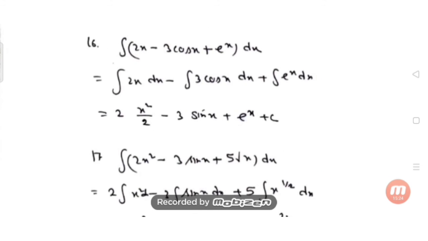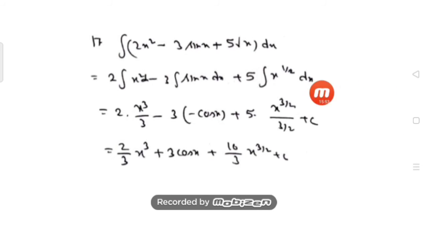Now the next question, number 16. Here all are in standard form. First we'll see whether they are in standard form or not. If yes, then I separate it by using sum or difference rule. So I have separated the integrals like this: twice x dx minus thrice cos x dx plus e to the power x dx. Constant come out, integration of x is x square by 2. 3 come out, integration of cos x is sin x, plus e to the power x integral is e to the power x, and plus c.